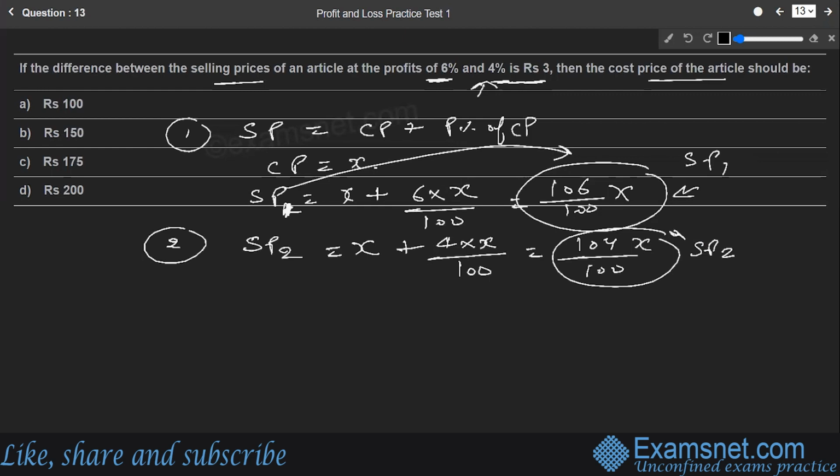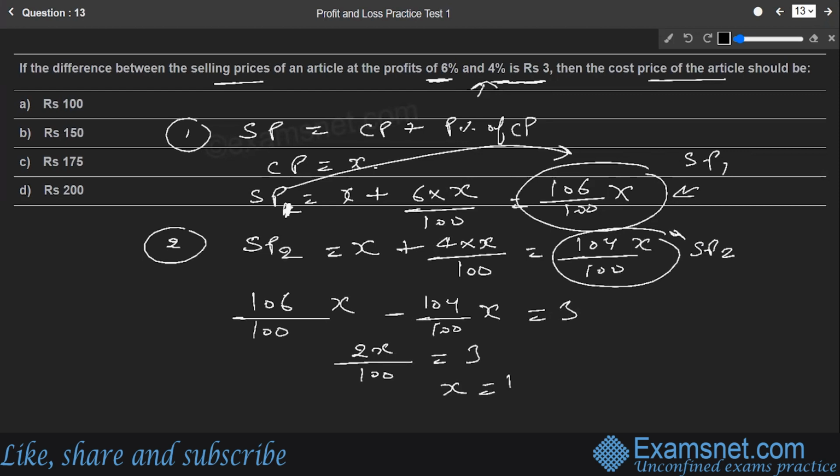Now what they say, the difference is 3. So we can take it like that, 106 by 100 of x minus 104 by 100 of x. The difference they say is 3. If we solve this further, this gives us 2x by 100 is equal to 3, and if we solve this for x, the x value comes out to be 150. Okay, so the cost price is 150. That's what has been asked. What is the cost price of the article? It is nothing but 150. The answer is option B.